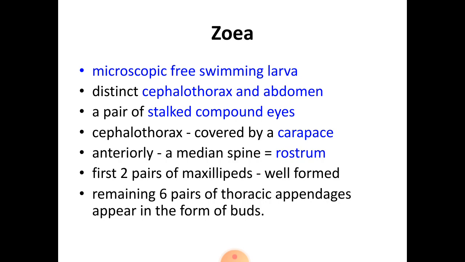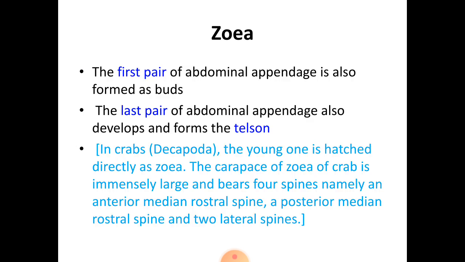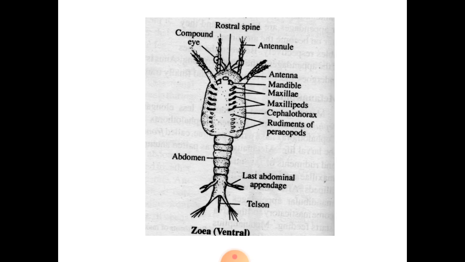The zoea is a microscopic free-swimming larva with a distinct cephalothorax and abdomen, and a pair of stalked compound eyes. The cephalothorax is covered by a carapace. Anteriorly there is a median spine called the rostrum, and the first 2 pairs of maxillipeds are well formed. The remaining 6 pairs of thoracic appendages appear in the form of buds. The first pair of abdominal appendages is also formed as buds, and the last pair of abdominal appendages also develops and forms a telson. In crabs, the young one is hatched directly as zoea. This is the structure of zoea.